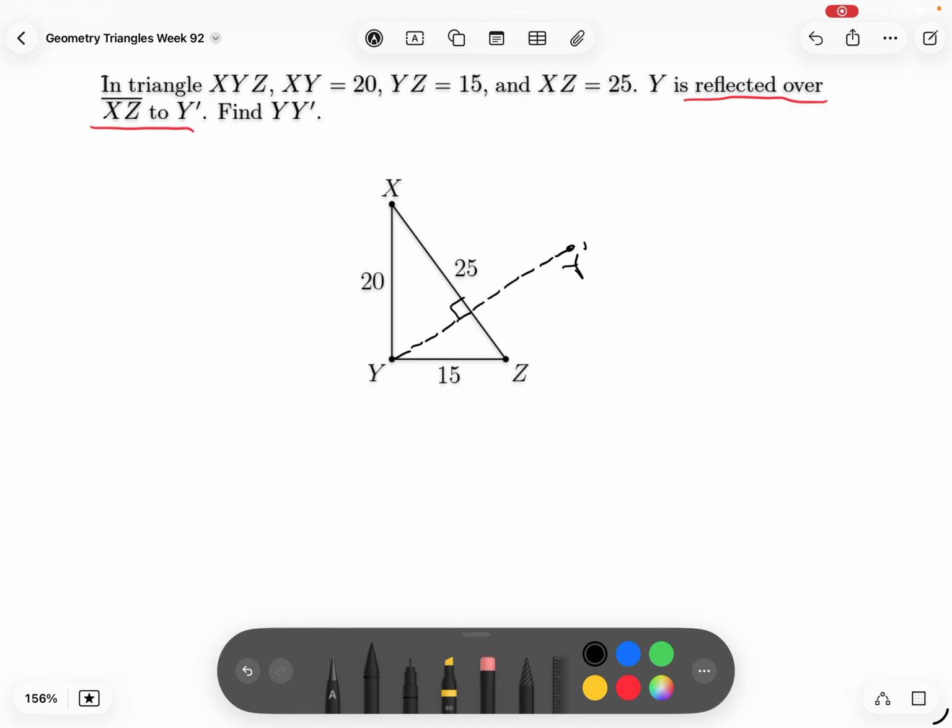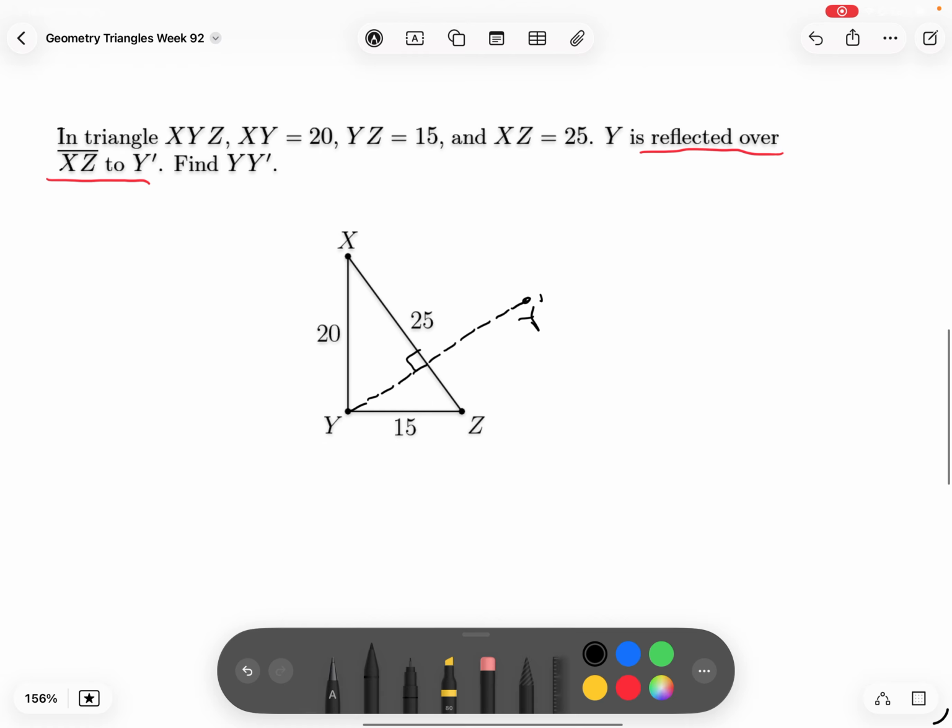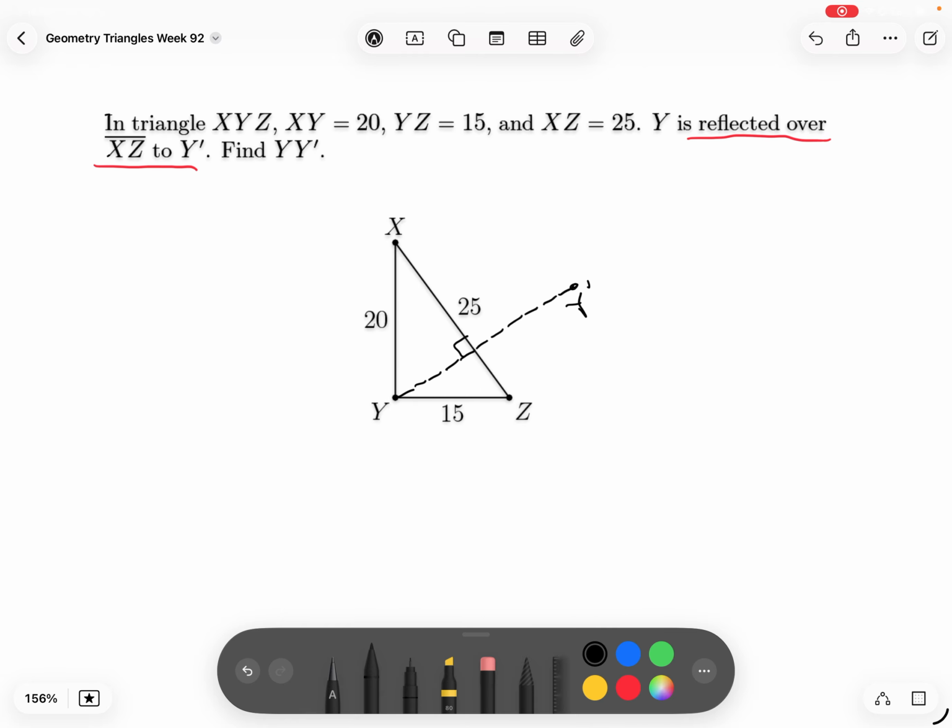Now, you have to have Y prime not just on the same line. It has to be in a very specific position on the other side of the line. The Y prime reflection must be the same distance away from XZ as Y is from XZ. So we have this distance, which must be the same as this distance. It's a reflection. It's on the same line, and it's flipped. It's the exact same distance. We aren't changing anything else.